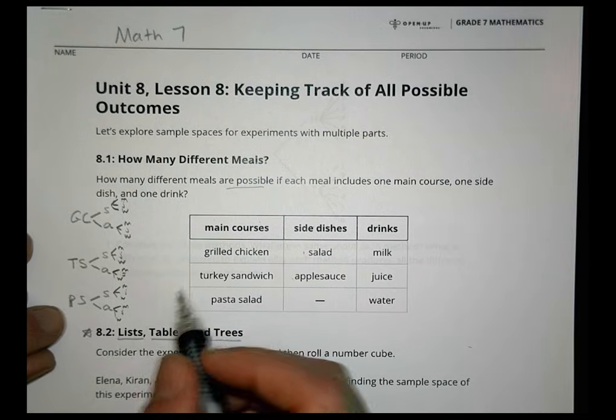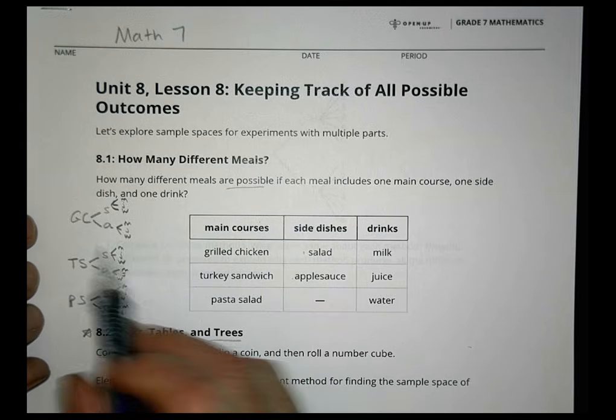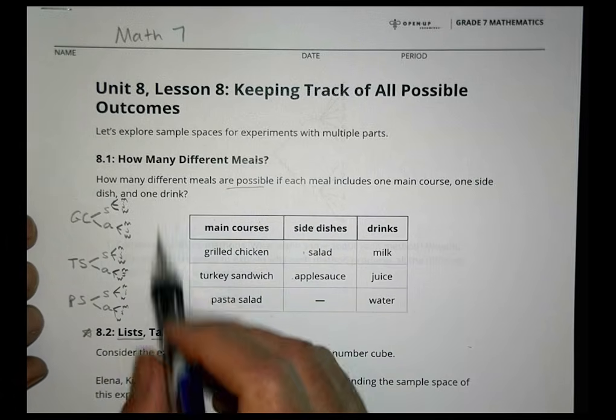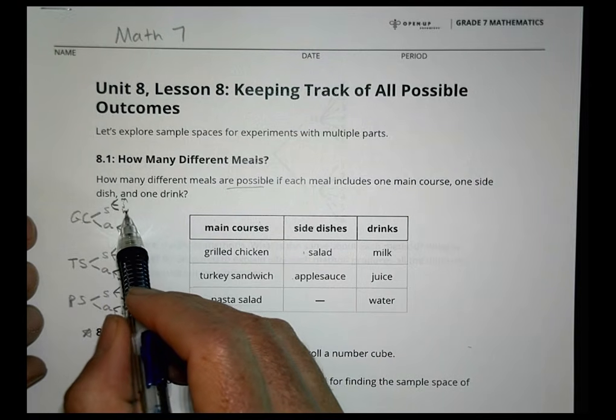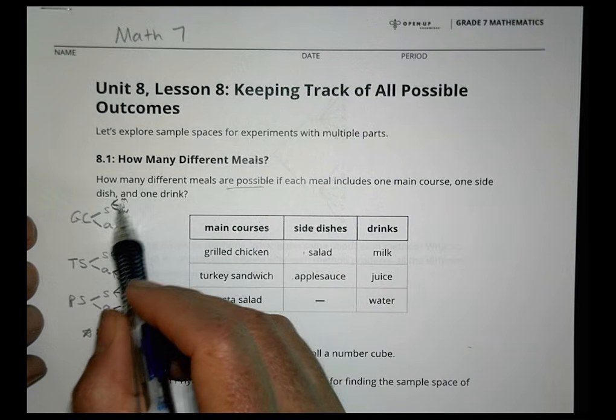Now I use abbreviations here because you can see there's a lot to write. It's just easier than writing the whole thing down, which would take quite a while. So these are some different combinations, right? I can get a grilled chicken sandwich, salad, and a water. I could also get grilled chicken, salad, and juice, or grilled chicken, salad, and milk.